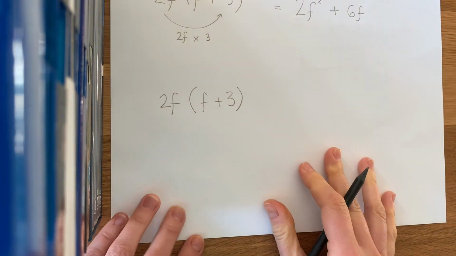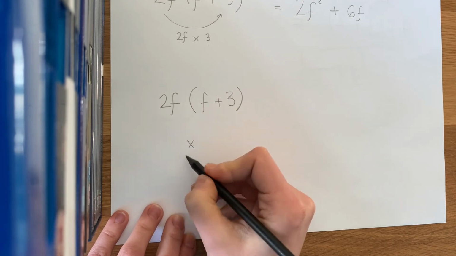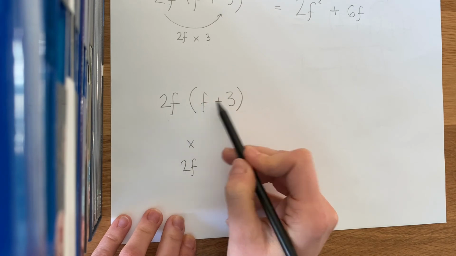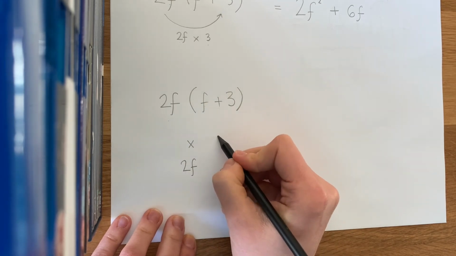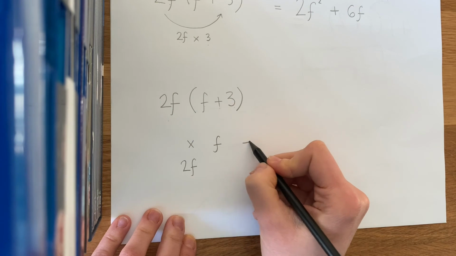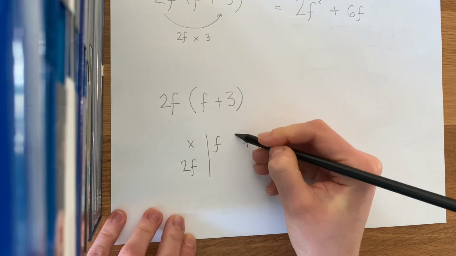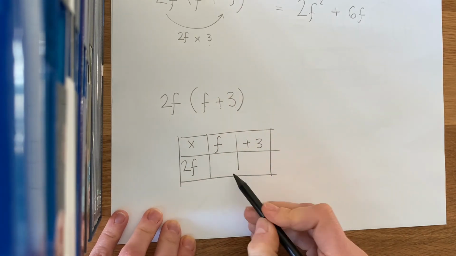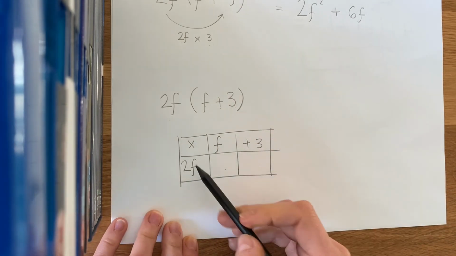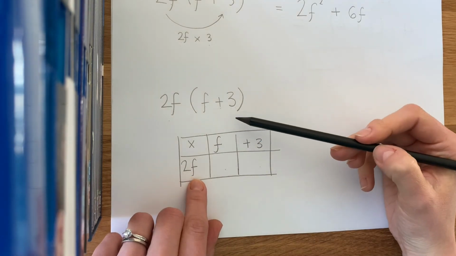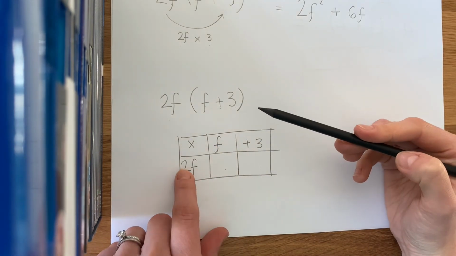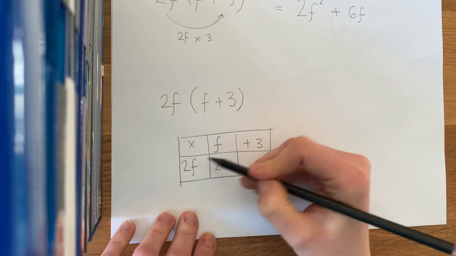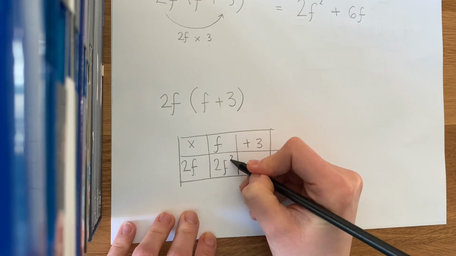Close my brackets. The times goes at the top. What's outside the brackets goes underneath, 2f. Then the inside of the brackets go next to my multiplication symbol. So I've got f, and then I've got plus 3. And then I'm going to draw my grid around it. Again, you'll see for this one, we've got 2 parts to our answer. So the first thing we're going to do is 2f times f. Now the 2 hasn't got another number to multiply by, so that stays the same. And then the f multiplied by the f gives us f squared.